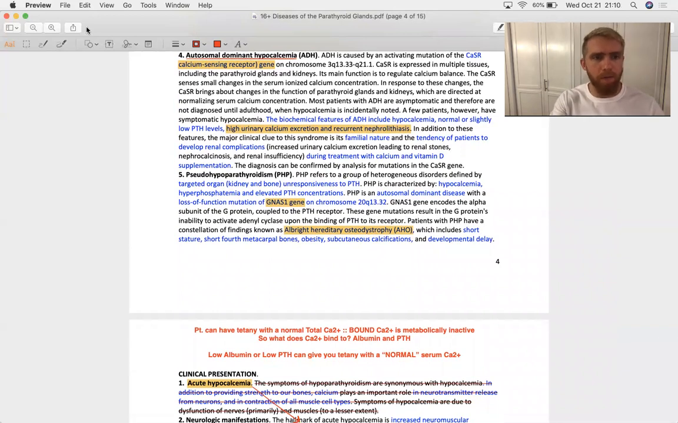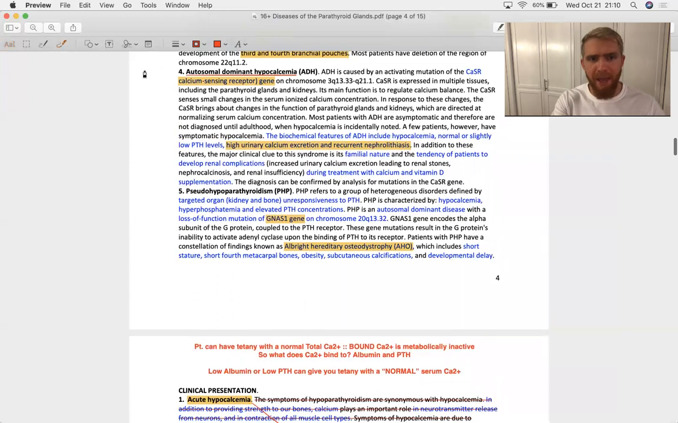Then we have a couple of way less common diseases. I don't think that these are imperative for you to really know for the exam, so skip ahead if you feel like it. One is because of an improper response to calcium, blood calcium levels by particular sensing cells in the parathyroids and in the kidneys.